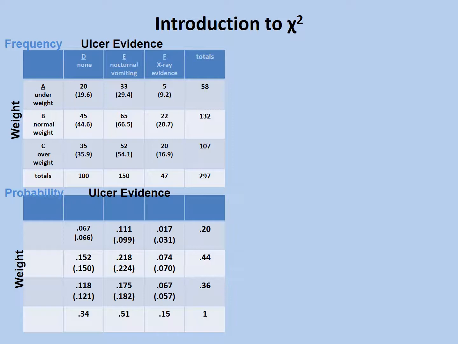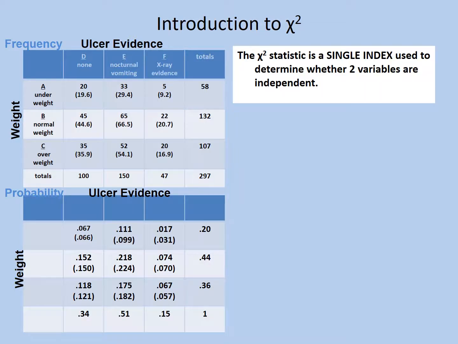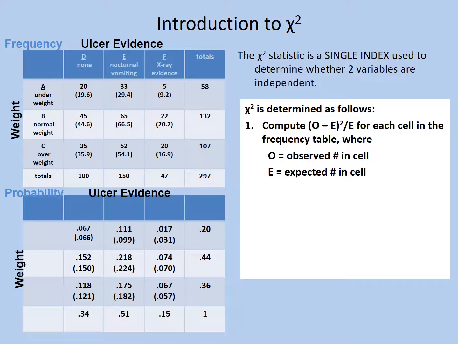We are now ready to introduce the chi-square statistic. The chi-square statistic is a single index used to determine whether two variables are independent. Chi-square is determined as follows. First, compute the observed minus expected quantity squared divided by the expected for each cell in the frequency table, where O equals the observed number in the cell and E equals the expected number in the cell.